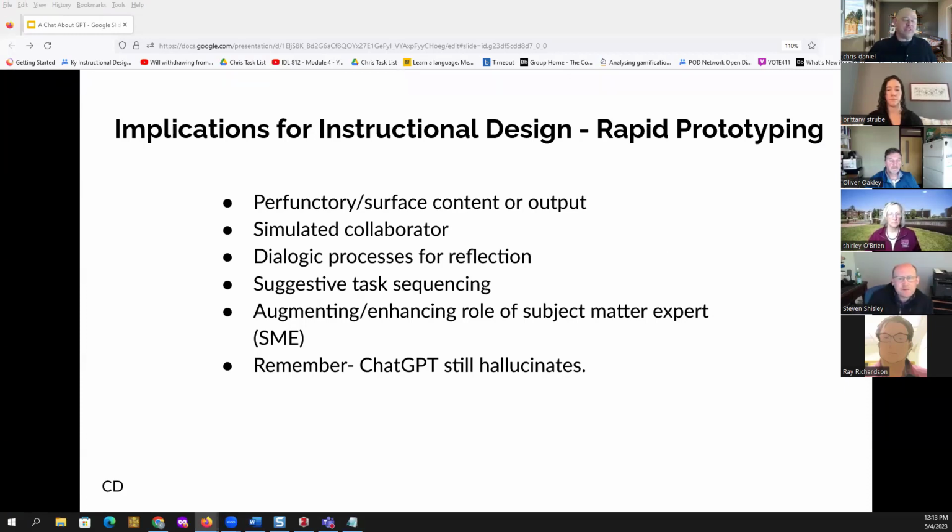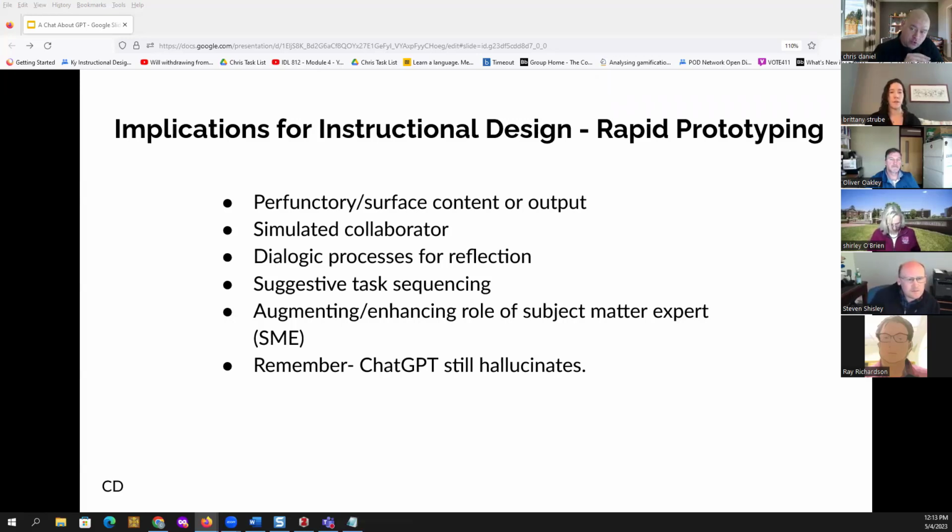So from an instructional design perspective, I think one of the more salient concepts is this notion of rapid prototyping, or being able to create instructional content very quickly given some parameters. And so, for example, here's some things that I could do. And I'm going to show what I did not so long ago in a very short amount of time.